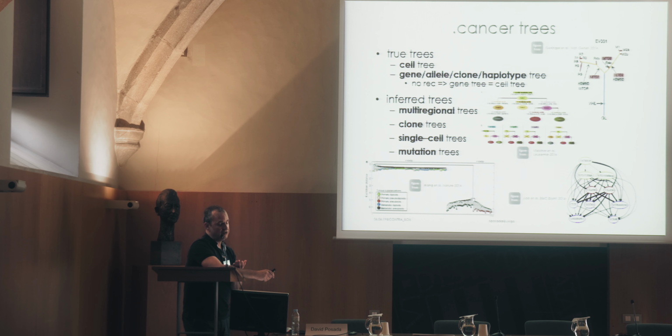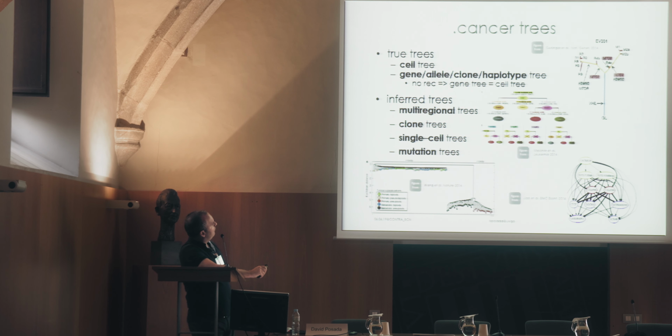But we use mutations to decipher the history. That's true. But those are two different things, right? And then we have the history of genes, alleles, clones, haplotypes, whatever we want to call that sequence of mutations, okay? We have different names for more or less the same thing. Because in cancer there is no recombination in principle, the cell tree is the same as the gene tree in this case. In other cases, it's not like this. But in this case, it is like this, okay?